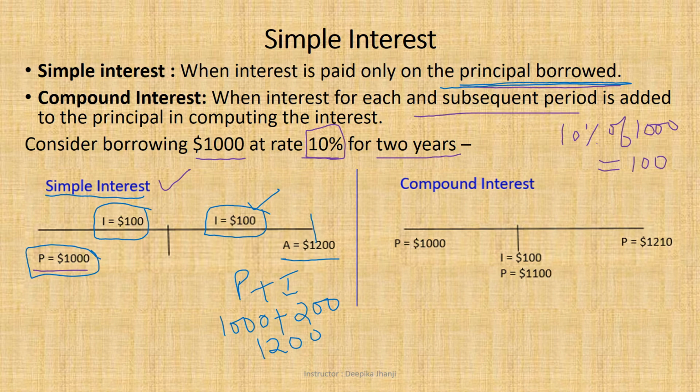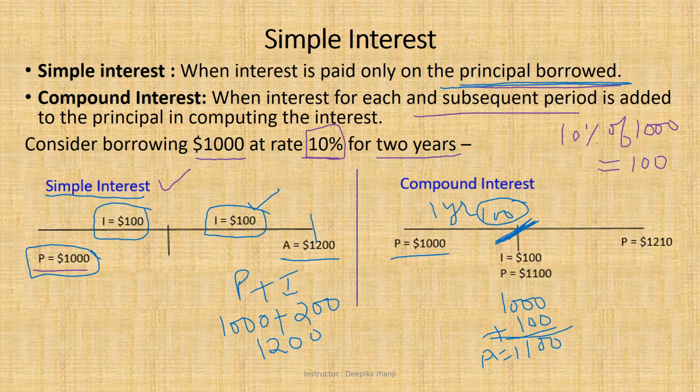In case of compound interest, interest is compounded annually, right? So our principal is still the same. By the end of the first year, we're going to pay $100 extra, right? At this point, our principal will change. Our principal will become the previous balance, which is 1000, plus the interest of this period, which is 100. So this is 1100. This amount after 1 year becomes the principal for the second year.